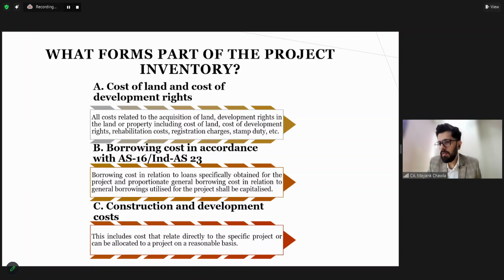Because if you inflate the project inventory, the percentage of revenue would again be higher, and it would in turn result in a higher revenue being recognized than it should have been recognized. So it can distort the true and fair view that is to be achieved while preparing the financials. So this classification becomes very important.